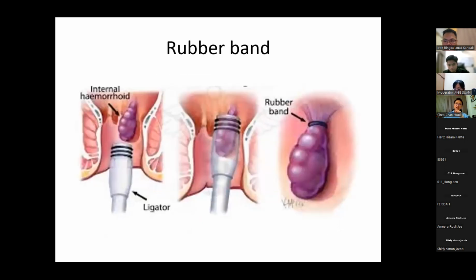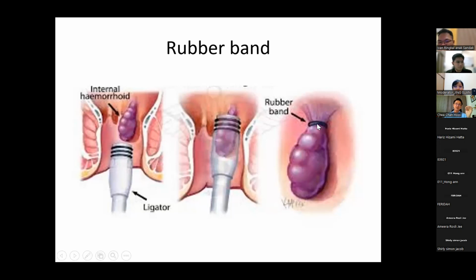Okay, rubber band ligation, yes. Usually we do it after colonoscopy or even sometimes in the clinic when the patient is confirmed to have hemorrhoids. But this is only applicable for the smaller sized ones, grade 1, grade 2. As you can see, there is an applicator with a rubber band around it. So there's a firing mechanism. So these rubber bands are deployed and the rubber bands are tied around the hemorrhoids.